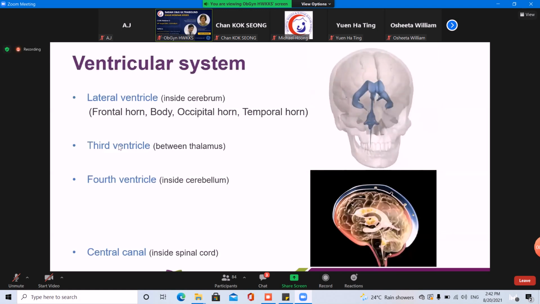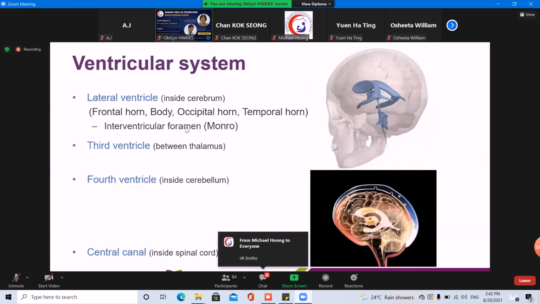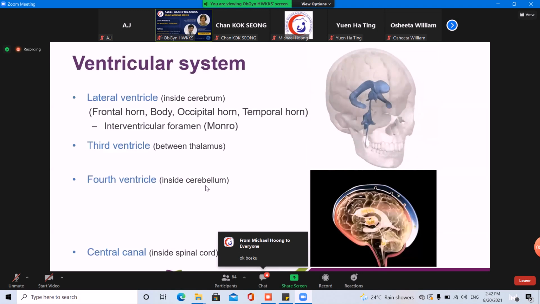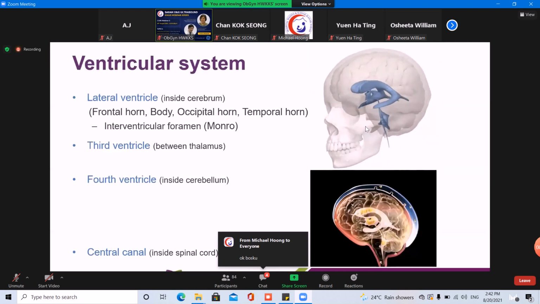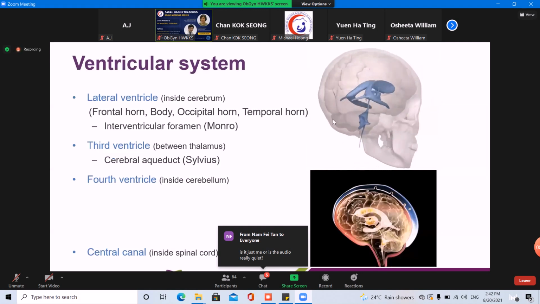This lateral ventricle is connected to the third ventricle by way of the interventricular foramen, which is this small thing here. And the third ventricle is connected to the fourth ventricle by way of the cerebral aqueduct of Sylvius, which is the neck of the bird here.